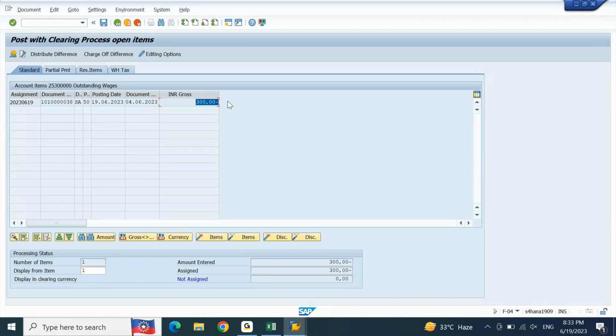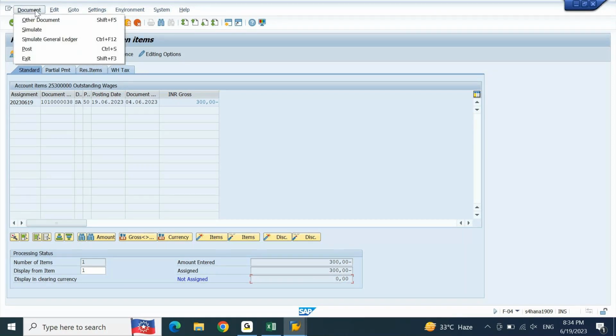Here don't think that 300 minus and you will have 300 debit. It is always the same sign. If it is 300 credit, it will be 300 credit. Then the not assigned should be 0. You need to ensure not assigned should be 0. When you see the amount entered and amount assigned are equal and not assigned is 0, then you need to go to the top of the document and click on simulate.